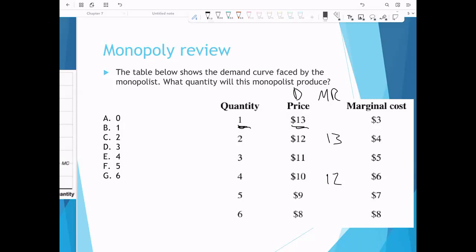Excuse me, I'm doing this backwards here. At a quantity of 2, the price would be 10. At a quantity of 3, the price would be 8. At a quantity of 4, we don't know what the price is at 8. And at a quantity of 1, the price would be 12. Sorry, I just did it backwards.